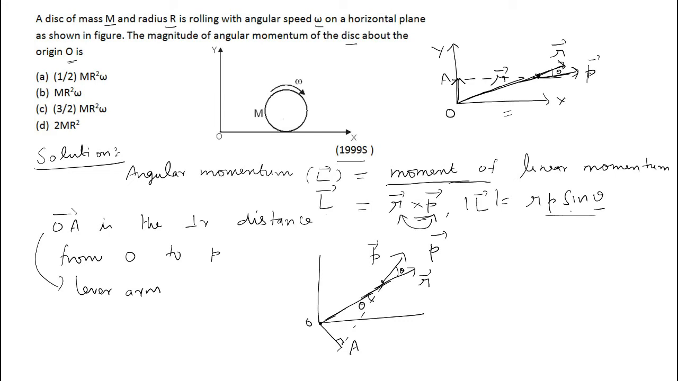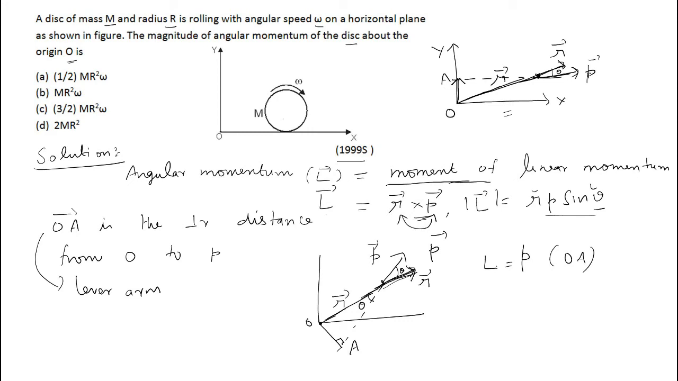So rp sin theta, first I write p. For r sin theta, I can use OA. OA is r sin theta. Don't consider this as r. This is only a representation in vector form. This is r. I represent it as a vector by the arrow. P into OA, so this is angular momentum.